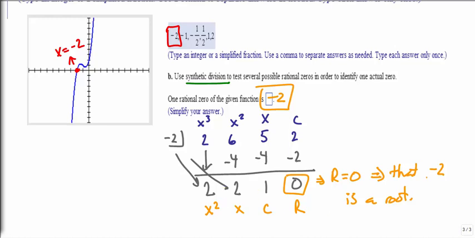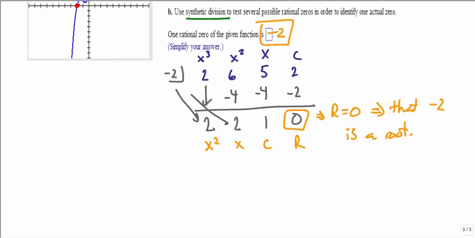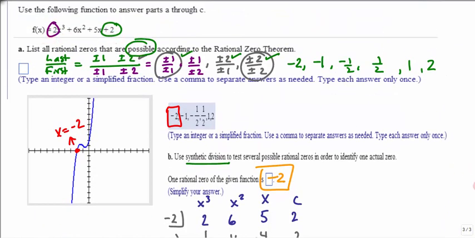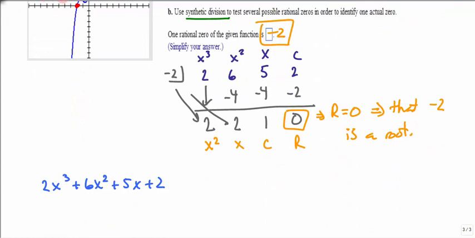Now if we look at our other factor here, it didn't really ask us to list this, but I think I will go ahead and list it. Remember, my original function was 2x cubed plus 6x squared plus 5x plus 2. It came from right up here as our given value. So far I've gotten this to factor into x plus 2, and I know x plus 2 is my factor because -2 is my root. And then my remaining factor was 2x squared plus 2x plus 1.